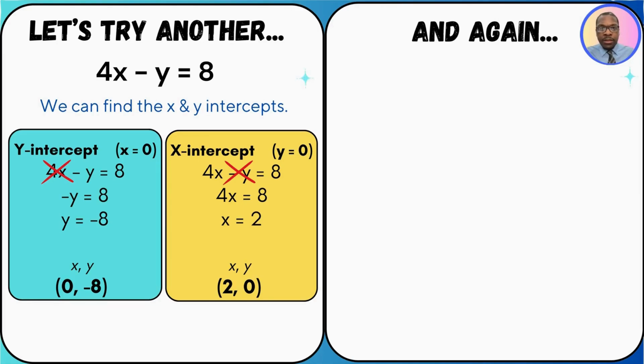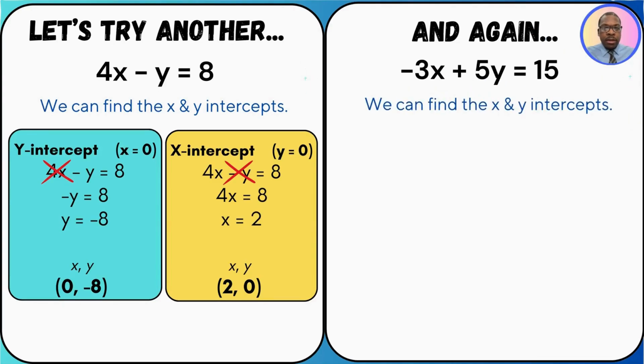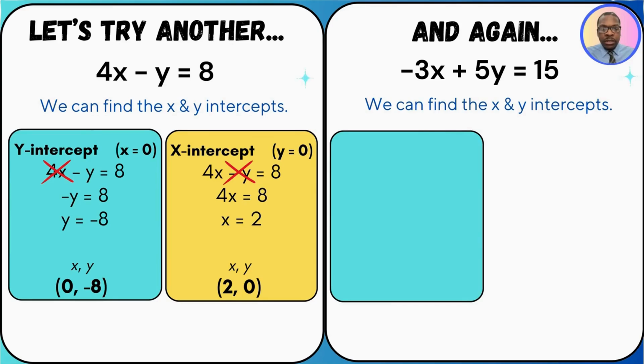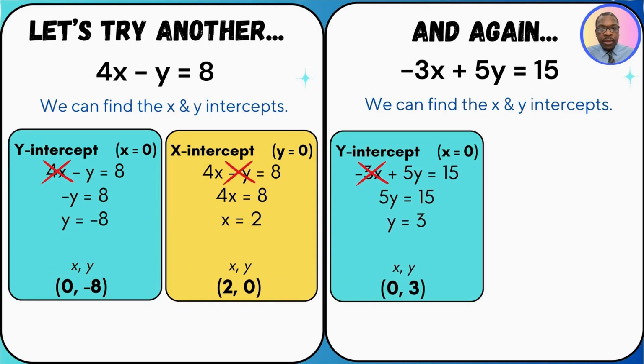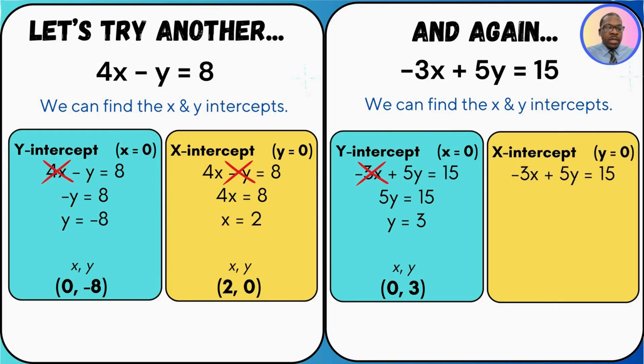All right, and again, let's solve for one more and see if we can go even faster this time. Negative 3x plus 5y equals 15. And yes, we'll find x and y-intercepts. So y-intercept, x is 0, x it out. 5y equals 15, which means y equals 3. Coordinate 0, 3. All right, x-intercept means y is 0. So let's see the y, x it out. Negative 3x equals 15. Well, we divide both sides by negative 3. It gives us x equals negative 5. And gives us coordinate negative 5, 0.